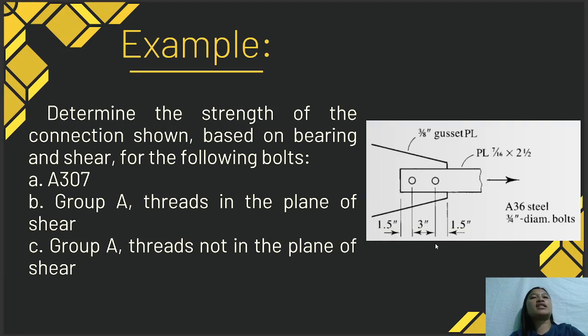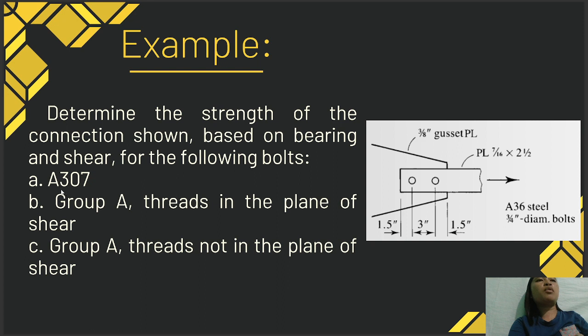So we have here an example. Determine the strength of the connection shown based on the bearing and shear for the following bolts. So, isolve na nato diri ang bearing o ang shear strength sa A36 steel nga ay duha ka bolts. First is atong isolve for the following bolts.